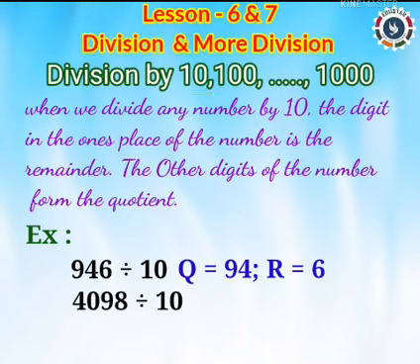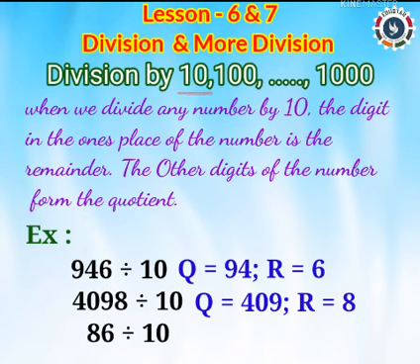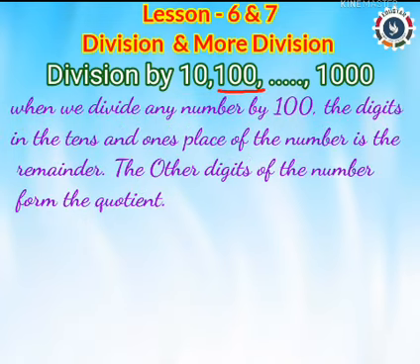4098 divided by 10. 409 is quotient. 8 is remainder. 86 divided by 10. 8 is quotient. 6 is remainder. Next, division by 100. When we divide any number by 100, the digits in the tens and ones place of the number is the remainder. The other digits of the number form the quotient.